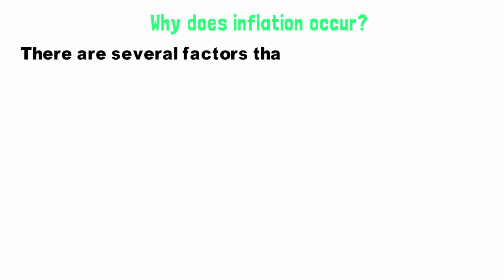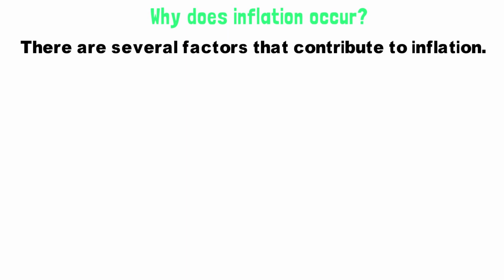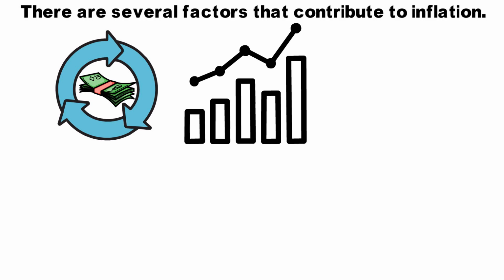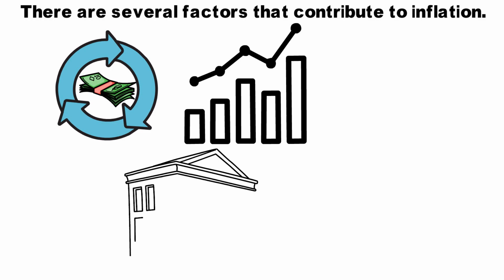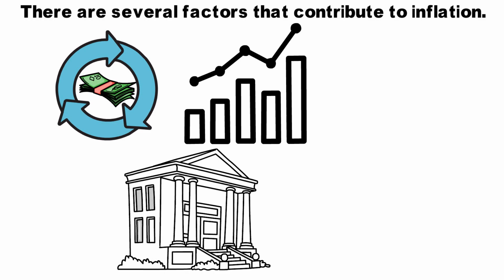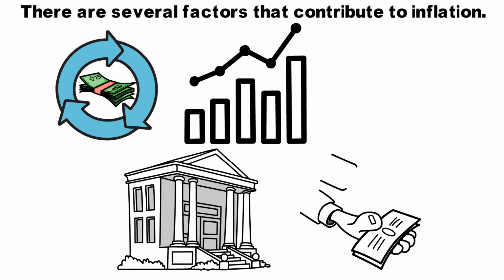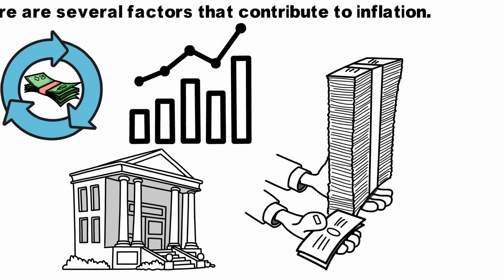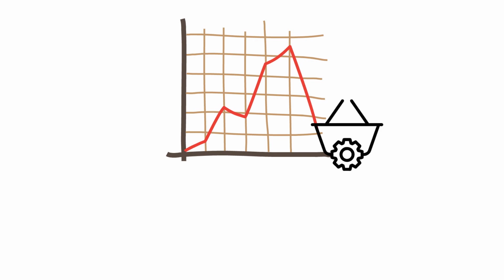So why does inflation occur? There are several factors that contribute to inflation. One of the main causes is an increase in the money supply. When there is more money in circulation, demand for goods and services rises, causing prices to increase to meet the demand. This often occurs as a result of government policies, such as quantitative easing or stimulus spending, which inject new money into the economy.